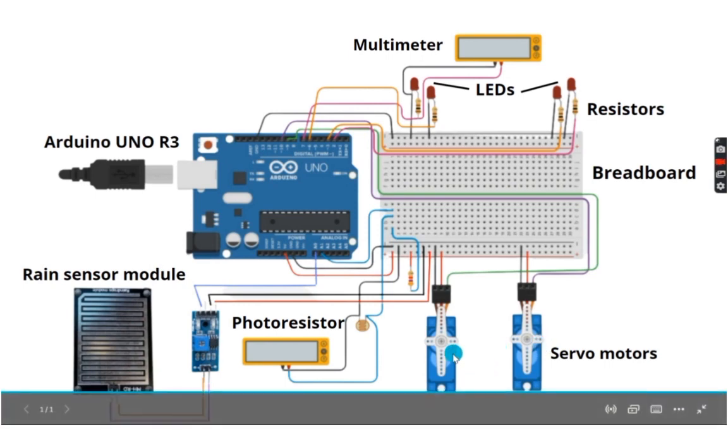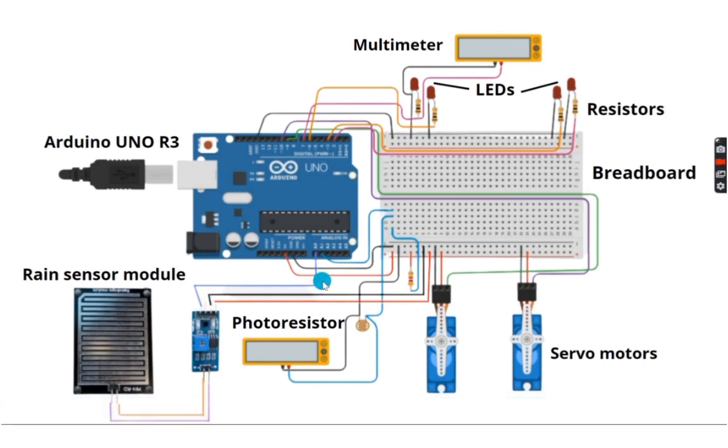These are the 2 servo motors which would be representing the working of our rain sensing wiper. This is a photoresistor for the detection of light intensity, and this is a multimeter again. And this is the whole rain sensor module comprising the sensing pad and the sensor module. Now talking about the connections, the sensor module is connected to analog pin A0 of the Arduino, then the photoresistor is connected to analog pin A1.